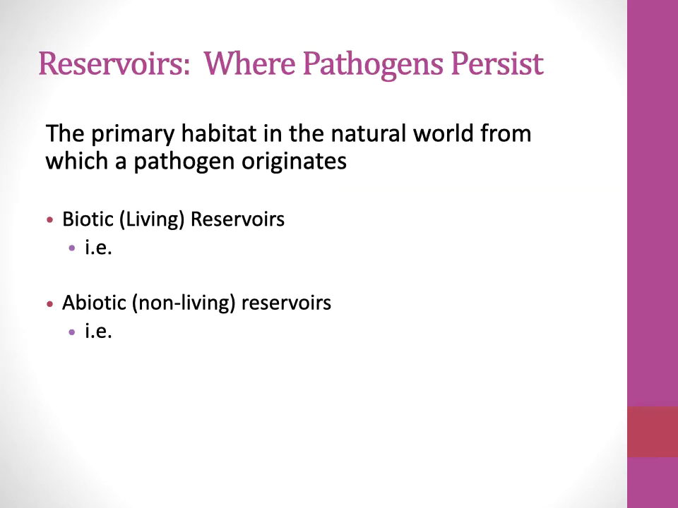So pathogens can persist in reservoirs. These are primary habitats in the natural world for pathogens. So we can have biotic reservoirs or living reservoirs. So this would be like another mammal or bird, tick, mosquito. So again, living. Or we could have an abiotic reservoir, which is non-living. So that would be like a rock.